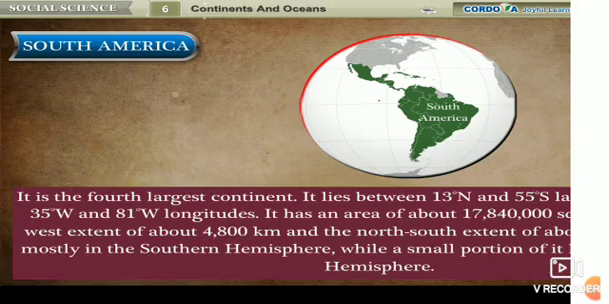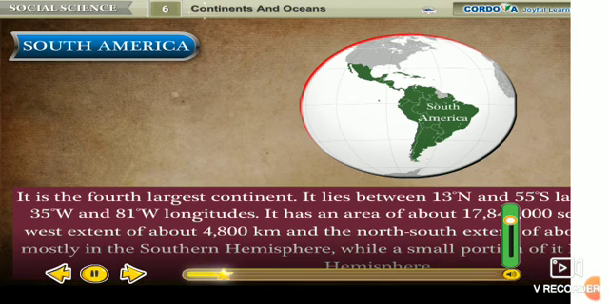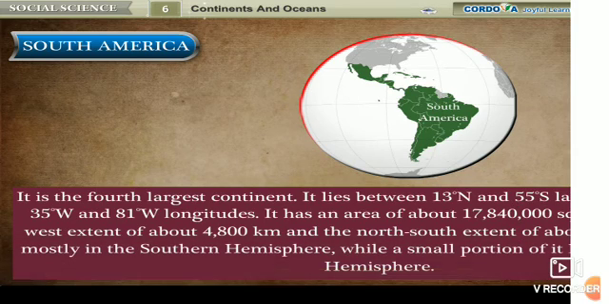South America. It is the 4th largest continent. It lies between 13° north and 55° south latitudes and between 35° west and 81° west longitude. It has an area of 40,000 square kilometer, with the east-west extent of about 4,800 kilometer and the north-south extent of about 7,650 kilometer. It lies mostly in the southern hemisphere, while a small portion of it lies in the northern hemisphere.